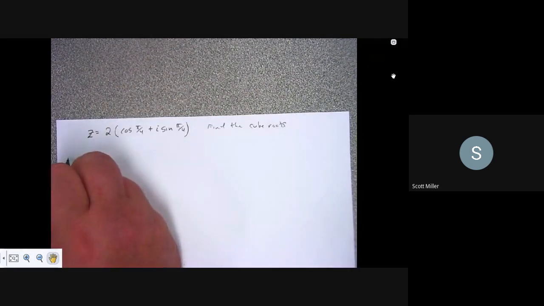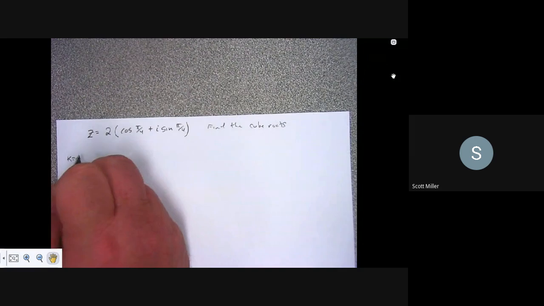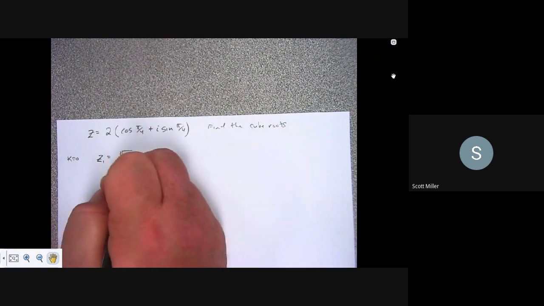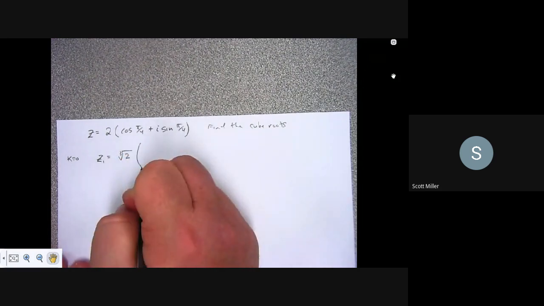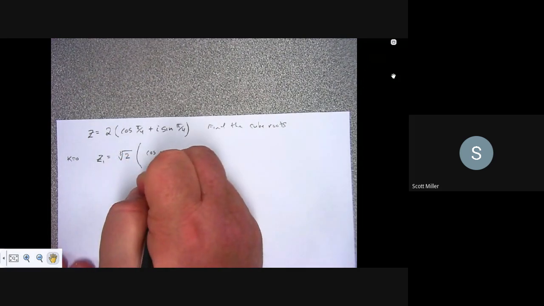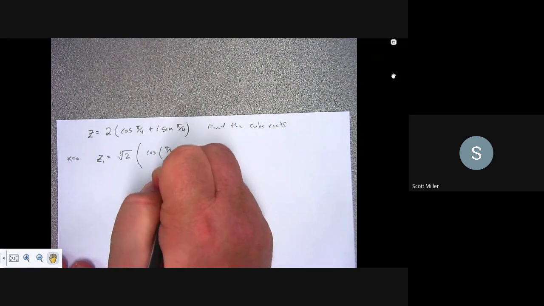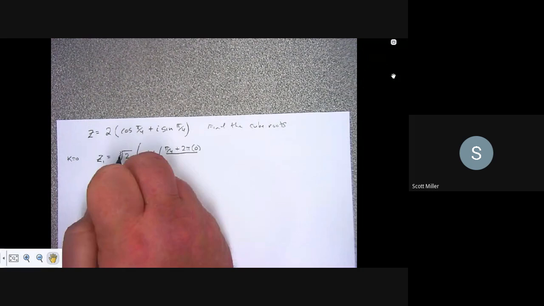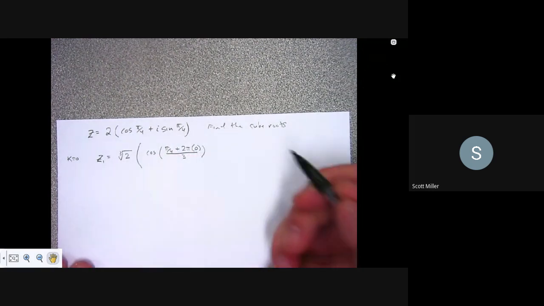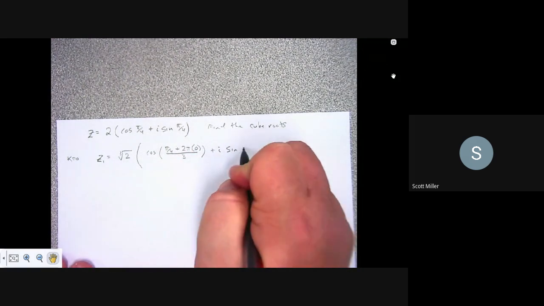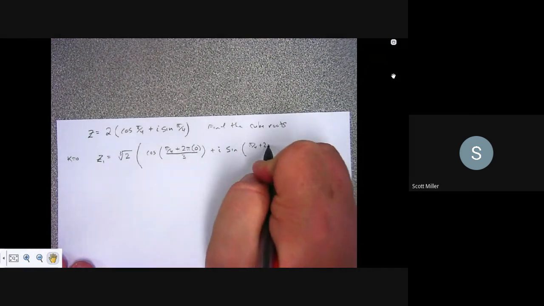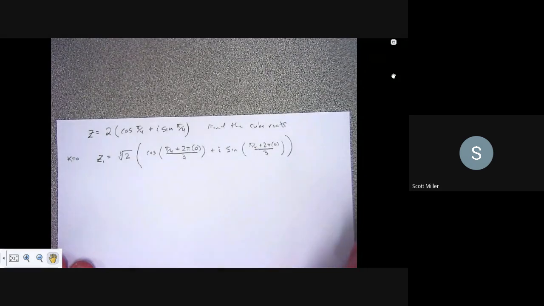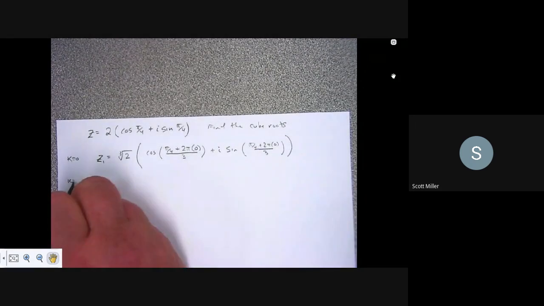All right. So when k is 0, your first root is going to be the cube root of 2, and then it's going to be the cosine of the angle plus 2 pi times k all over the index, which is 3. And then for the sine, you just write the same thing again. There's the first part.